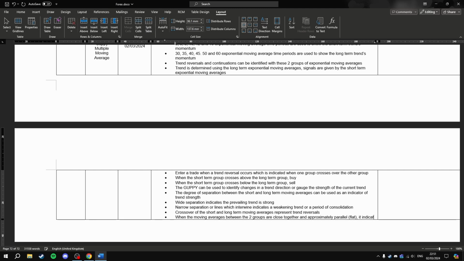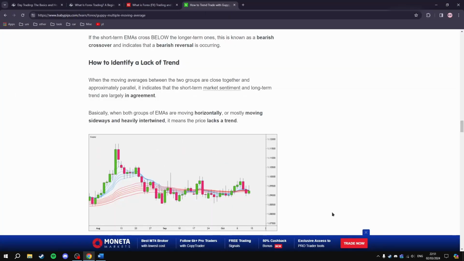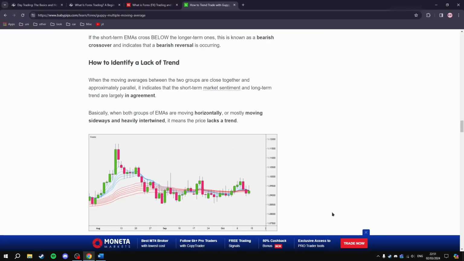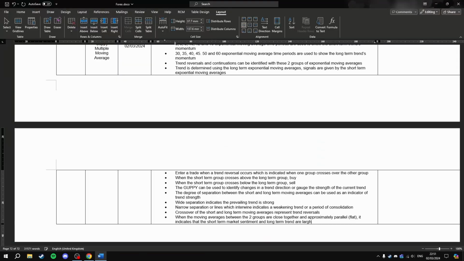It indicates that the short term market sentiment and long term trend are largely in agreement.